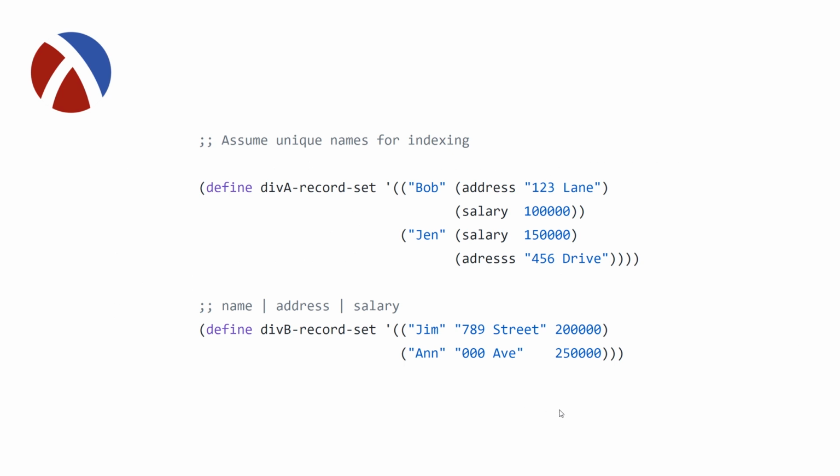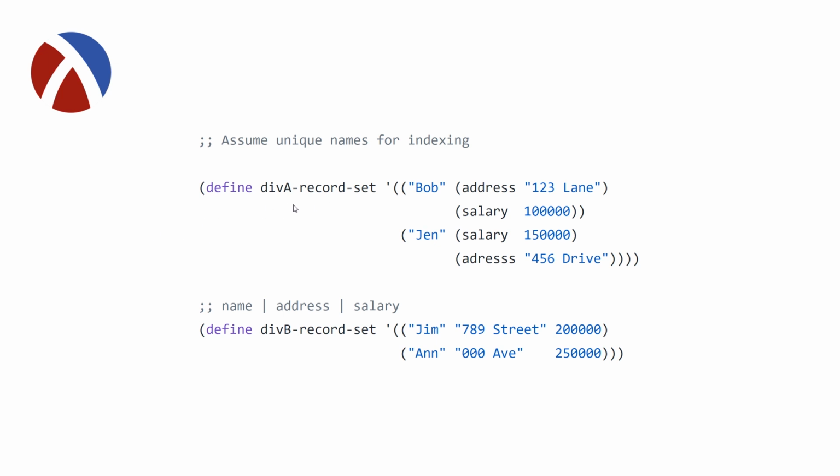So the first thing that I did was I just set up two different quote-unquote record sets for two different divisions. So it's not super complicated, and we're assuming that each division, or the company across all divisions, has unique names for their employees. A more realistic way would be that every employee had a unique employee ID. But for simplicity's sake, we're just assuming that there's only one Bob at Insatiable, there's only one Jen, etc.